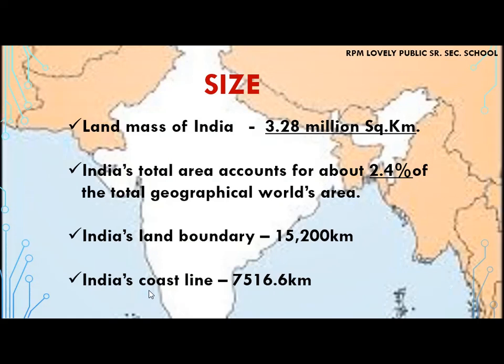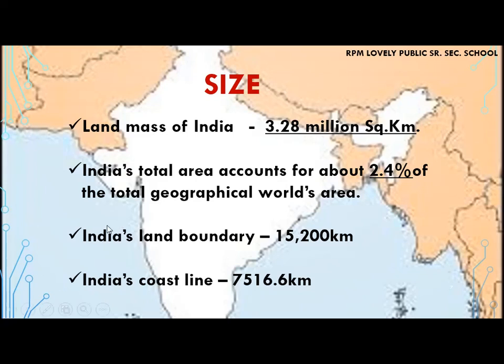Now, let's talk about the size of our Indian landmass. If we check the geographical area of our country, it's 3.28 million square kilometer. And it is just 2.4% of the world's geographical area. Means we have a portion of only 2.4% of the total geographical area of the world.